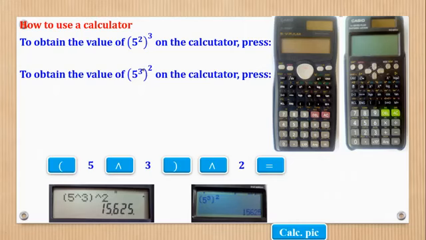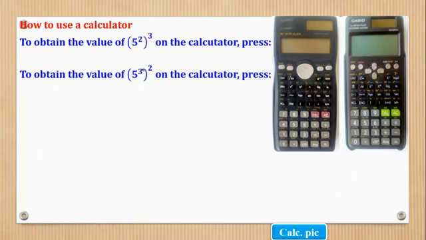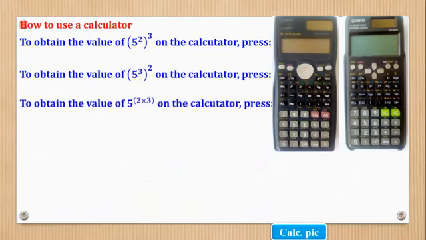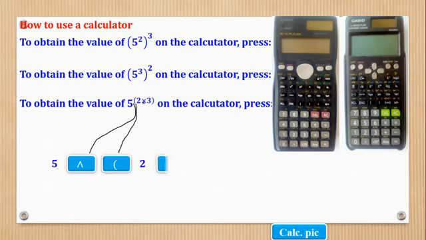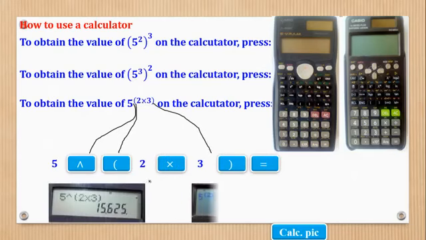So let us see, what if I want to press 5 to the power 2 times 3? Will I still get the same answer as before? Let us try. We will press 5, then the power, then there's a bracket, then 2 times 3. So press 2 times 3, close bracket. I think everything is done. You can press equal to, you'll come up with this answer on your screen.